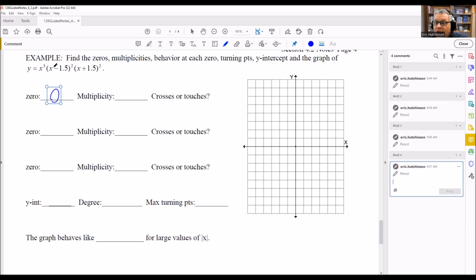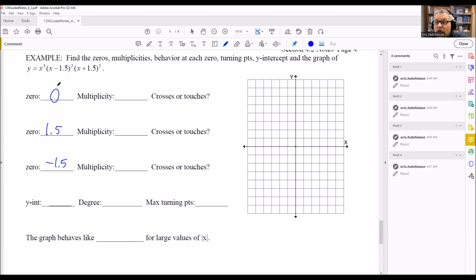Now the next one, I have a decimal here. So if I put in positive 1.5, 1.5 minus 1.5 will give me a 0. 0 squared is 0. For this one, I need to do negative 1.5 for that.